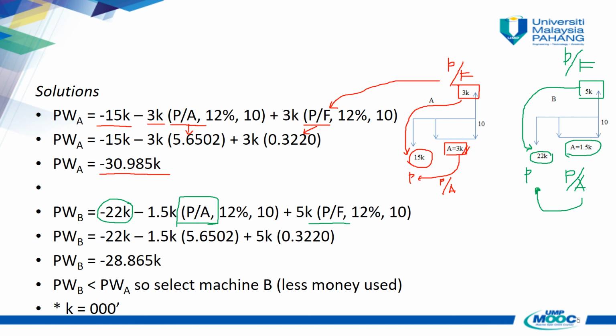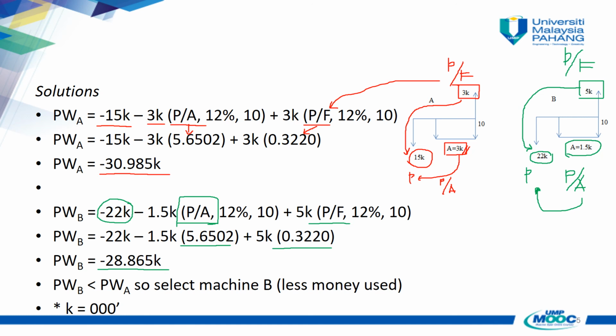And then after that, we refer to our compound interest table. We will see that under the column finding P when you know the A, at 12% interest rate at year 10, it is equivalent to 5.6502. And for finding P when you know the F at 12% interest rate, for 10 years, it is equivalent to 0.3220. Then we compare all of these values, and we will see that the present worth or NPV of B is equivalent to negative 28,865.